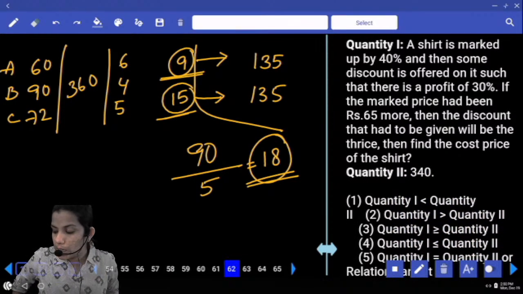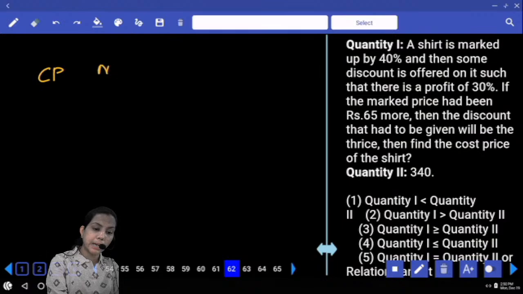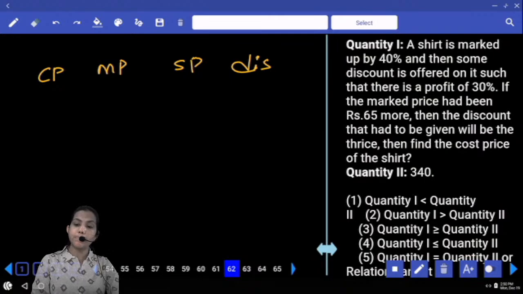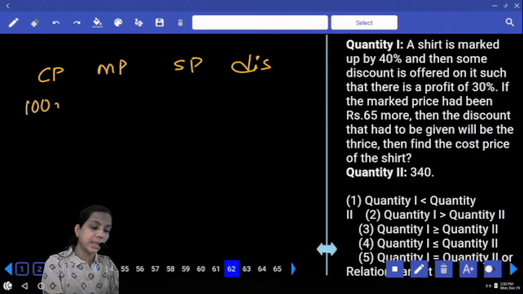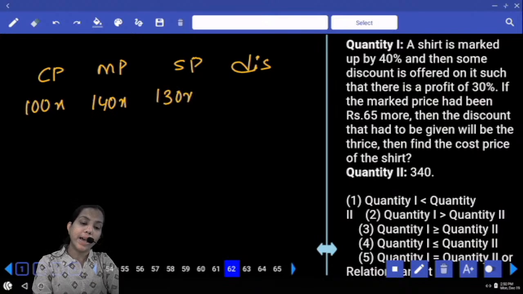Question number 62. A shirt is marked up by 40% of cost price. Read: cost price is equal to 100x. Marked price is equal to 140x. We gave a 40% markup. And then some discount is offered on it such that there is a profit of how much percent? Profit calculated on cost price 100 means what is the selling price? 130x. 140x market price, 130x selling price.